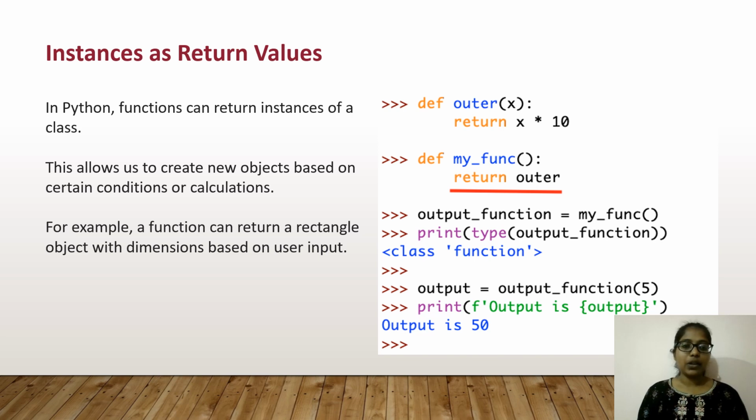Instances as return values. In Python, functions can return an instance of a class. This allows us to create new objects based on certain conditions or calculations. For example, a function can return a rectangle object with dimensions based on the user's input.